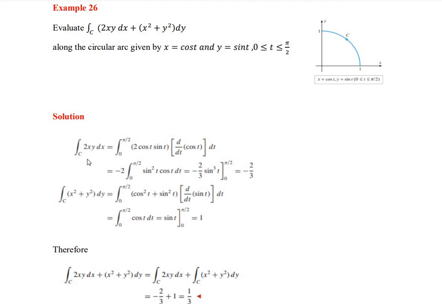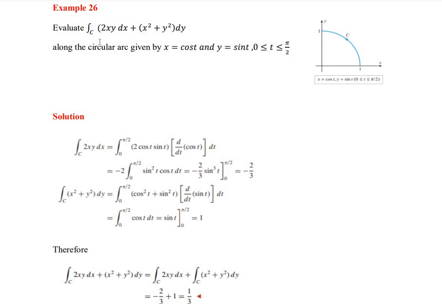So here the integral over C of 2xy dx, you can write it as the integral from 0 to pi by 2 of 2 times, so what is x? x is equal to cos t and y is equal to sin t. Then dx, what is dx? dx is the derivative of cos t, so there is minus sin t dt. When you evaluate this one, you will get minus 2 by 3.